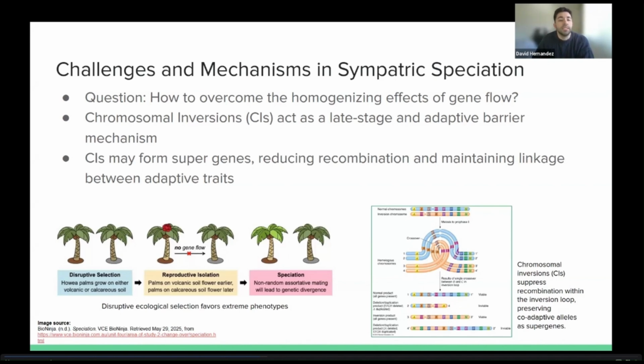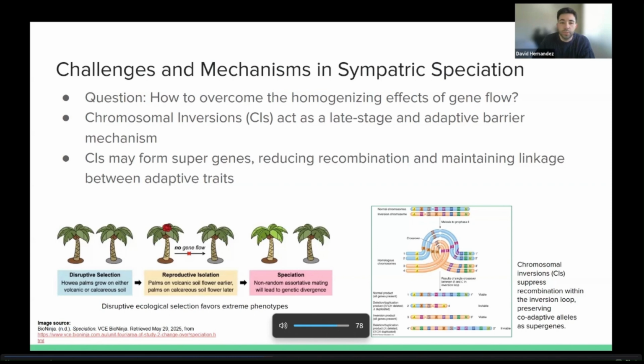Since sympatric speciation relies on mechanisms that promote differential assortment of adaptive traits, it's important to understand what kind of mechanisms can play a role in that. One of those mechanisms we believe can aid in this is chromosome inversions, and we think they'd act as a late stage adaptive barrier mechanism.